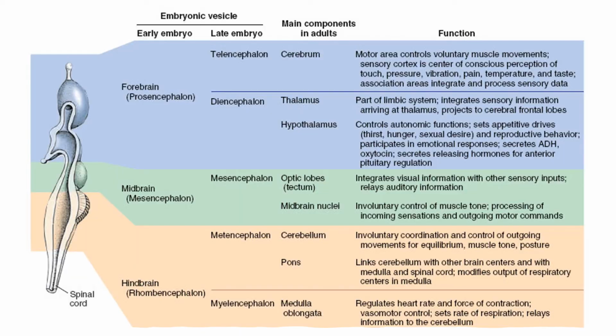Okay? So in here, you will see the different embryonic vesicles, okay, and then depicting, let us use the colors for us to be able to depict the future structures. So in here, you will see the forebrain or the prosencephalon. The late embryonic stages would be the telencephalon and then the diencephalon. And then the main components would be your cerebrum for the telencephalon. One more.